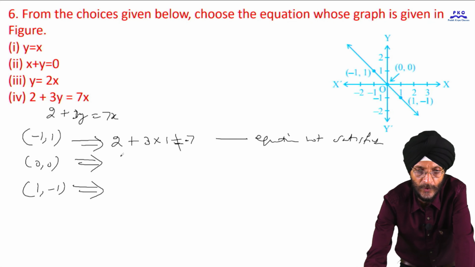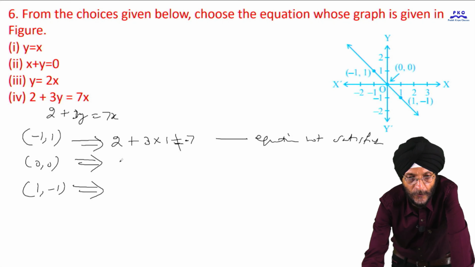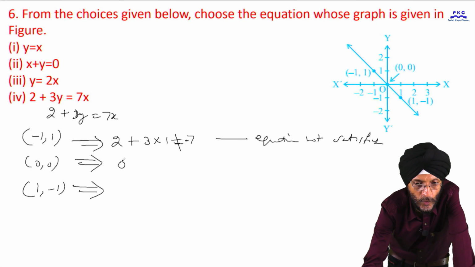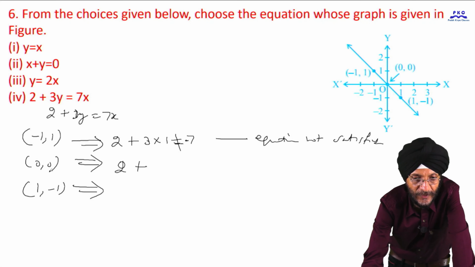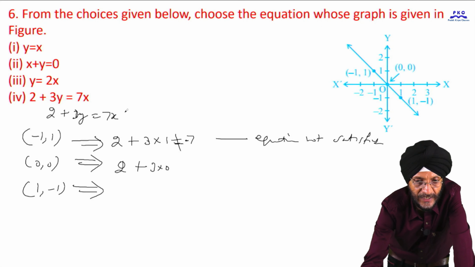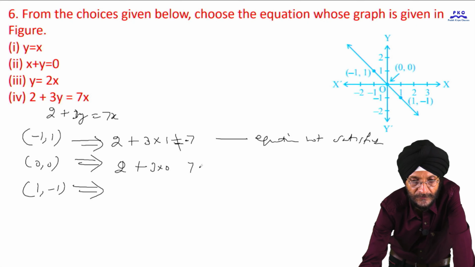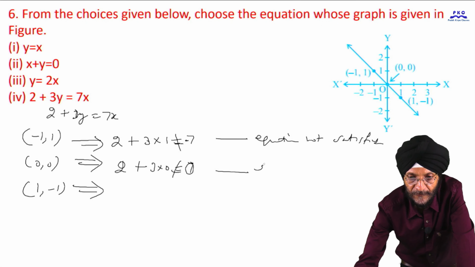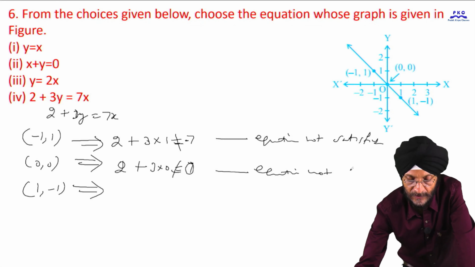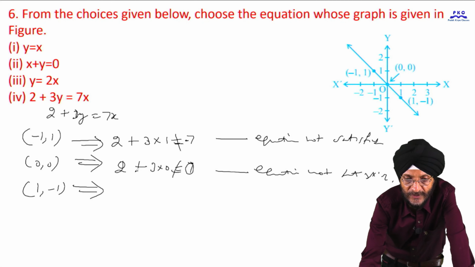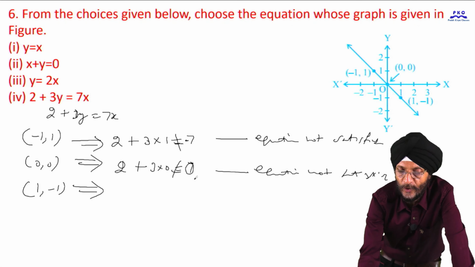Next, (0, 0). Here we will fill the value: 2 plus value of y is 3y. It becomes 3 into 0. On the other hand, it becomes 7 into 0, which becomes 0. Here it becomes 2 is equal to 0. No, equation not satisfied, because 2 cannot be equal to 0.